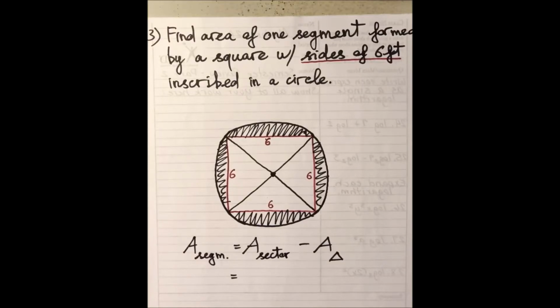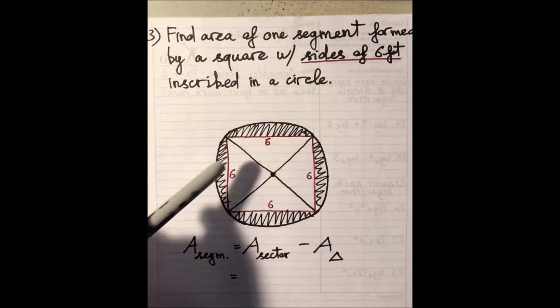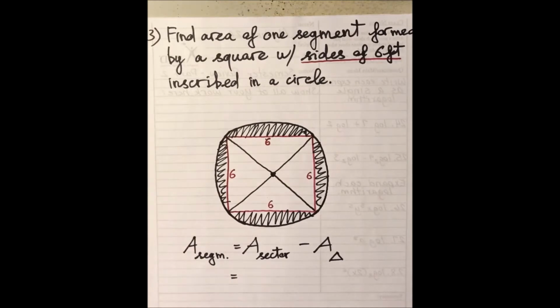Okay, in this example 3 of finding the area of a segment, we are asked to find the area of one of the 4 segments shaded in the black here that is formed by a square with the side being 6 feet that is inscribed in a circle. So the square in the red right there, and each of the sides is 6 feet. And these black lines are called the radii. They connect the center of the circle and the vertices of the square.